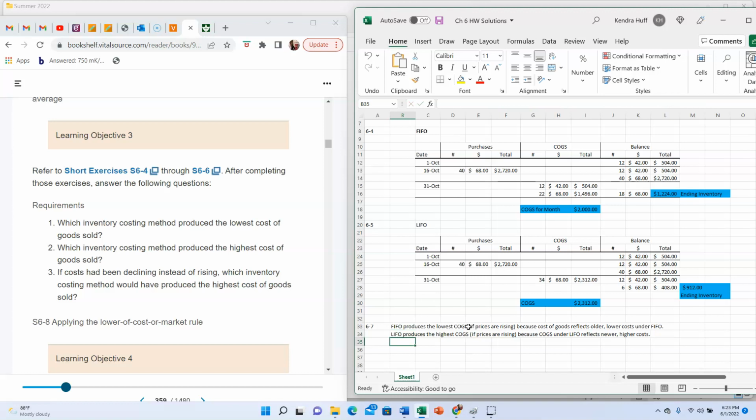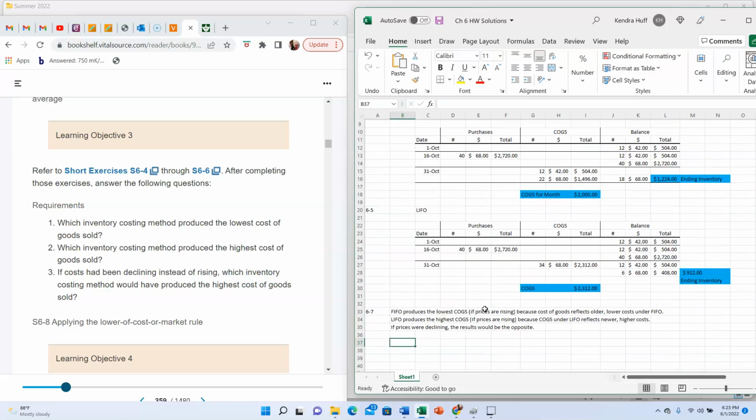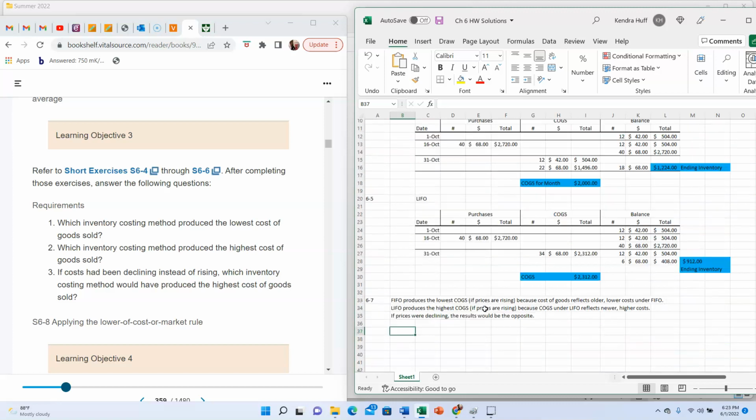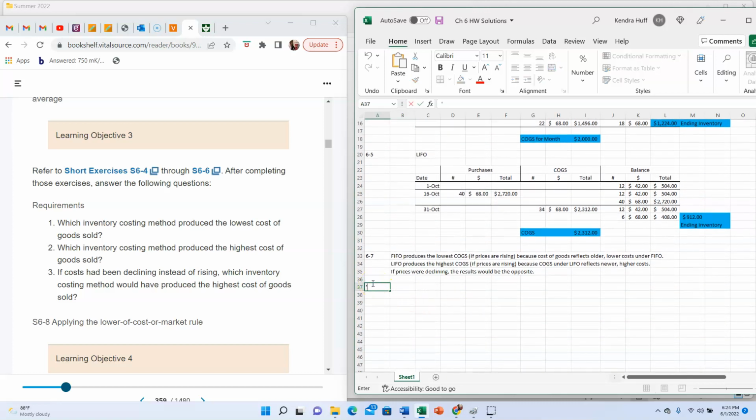If costs have been declining instead of rising, which inventory costing method would have produced the highest cost of goods sold? So I'm just going to answer that by saying if prices were declining, did I spell that right? Declining. There we go. The results would have been the opposite. And that's it for number 7. I should have gone ahead and done that in the first video. But I think I had to go somewhere.